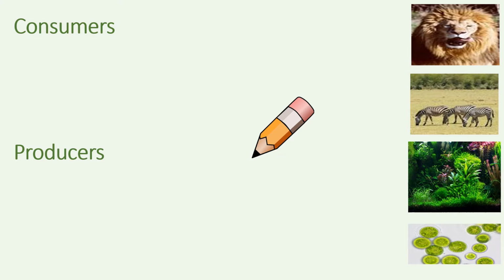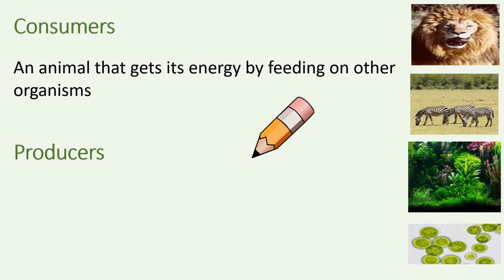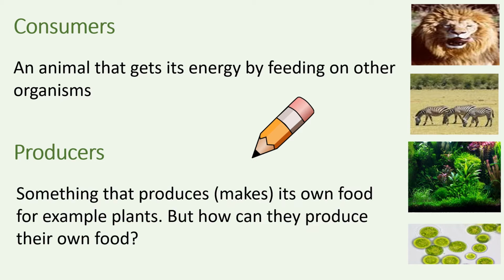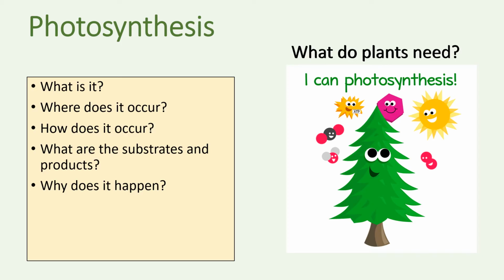So the answer is that a consumer is an organism that gets its energy by feeding on another organism. It can't create its own energy. Whereas a producer is something that produces its own food, and they are usually plants. But how do they produce their own food? Pause the video and write down how you think that producers produce their own food. If you thought that plants produce their own food by photosynthesis, well done.